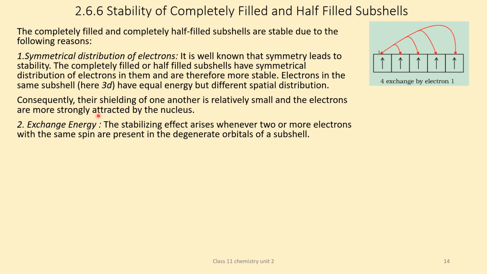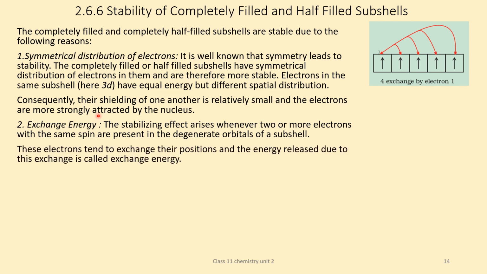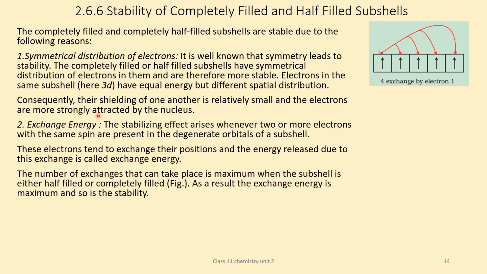The stabilizing effect arises when two or more electrons with the same spin are present in the degenerate orbitals of this subshell. These electrons tend to exchange their positions and the energy released due to this exchange is called exchange energy. The number of exchanges that can take place is maximum when the subshell is either half filled or completely filled.